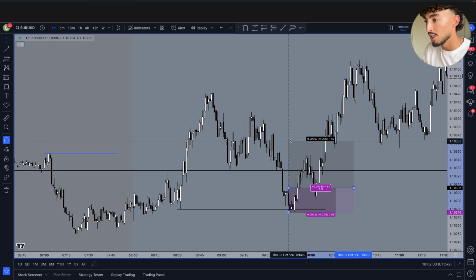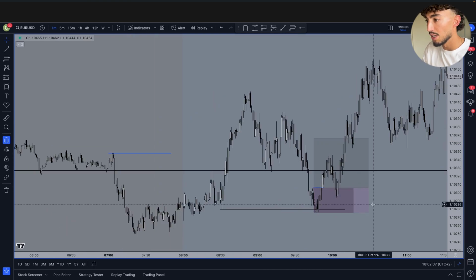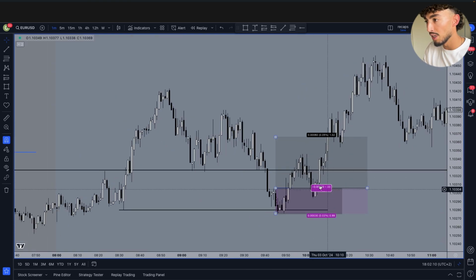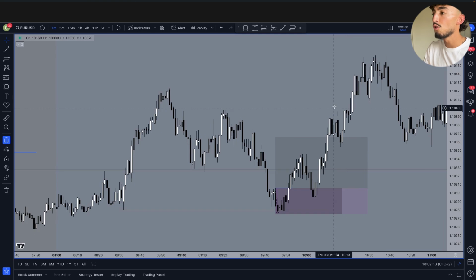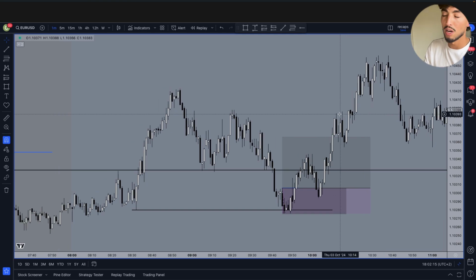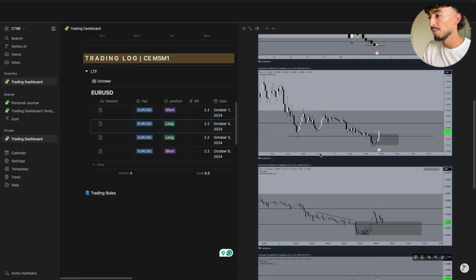And again, a 2R TP. Nothing more, nothing less. As you can see here, we came back into the level, we filled it, and it pushed up into TP. Of course, it went much higher, but I don't care what price is doing after my target. I want to be in and out of the market as quickly as possible. Yeah, that was this trade.